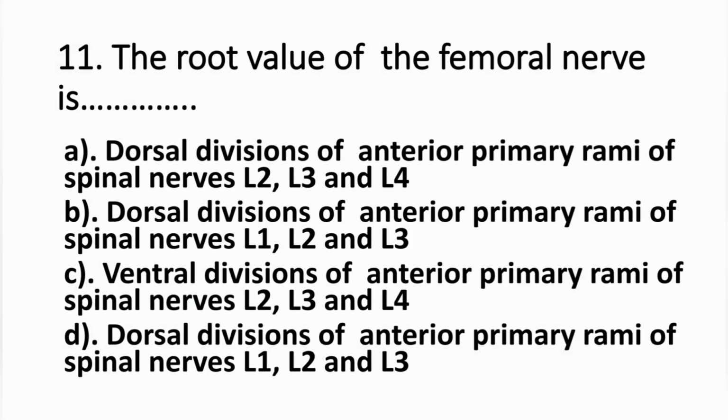Question number 11. The root value of femoral nerve is: option A, dorsal divisions of anterior primary rami of spinal nerves L2, L3 and L4; option B, dorsal divisions of anterior primary rami of spinal nerves L1, L2 and L3; option C, ventral divisions of anterior primary rami of spinal nerves L2, L3 and L4; option D, dorsal divisions of anterior primary rami of spinal nerves L1, L2 and L3. The answer is option A, dorsal divisions of anterior primary rami of spinal nerves L2, L3 and L4.